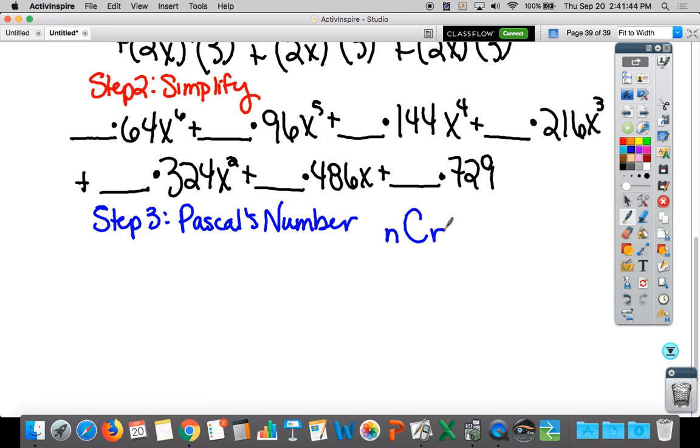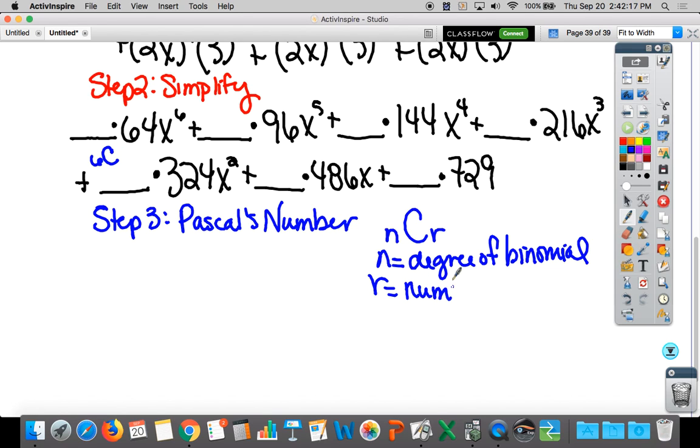Now, what you have to do is the n is the degree of the binomial. So in our case, what is our n? What was the degree of the original binomial? 6. Okay, so in our case, our original, this one right here, is 6. 6C. Now, r is the number of the term, starting with 0.